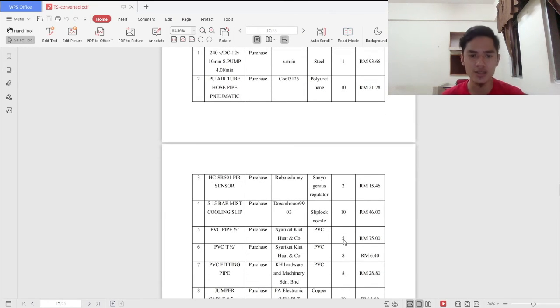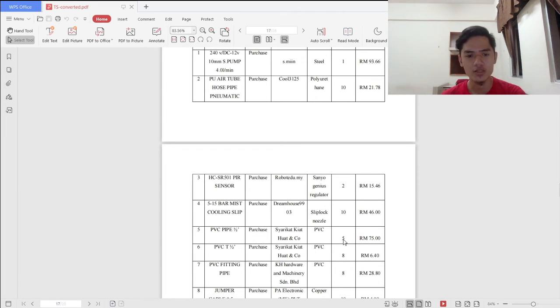And then the main component is the PIR sensor that we are purchasing. It is made from the Sanyo Genius regulator. The quantity is 2 and the price is 15.46 ringgit Malaysia. And then the cooling slip is made from slip lock nozzle. The quantity is 10 and the estimated price is 46 ringgit Malaysia.